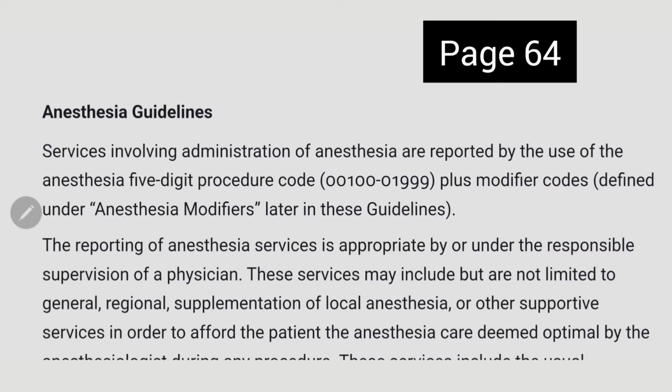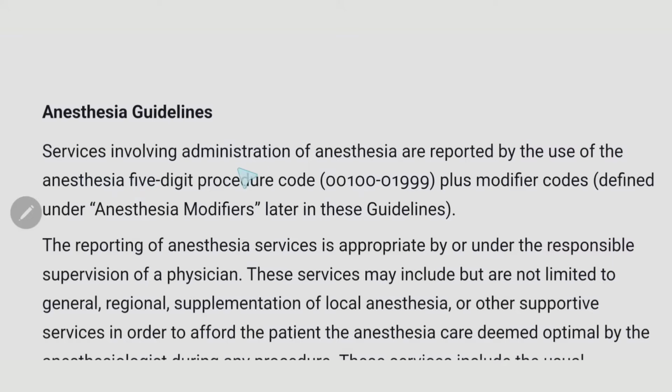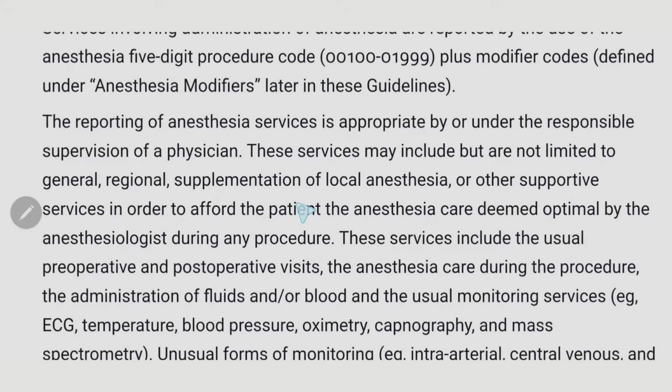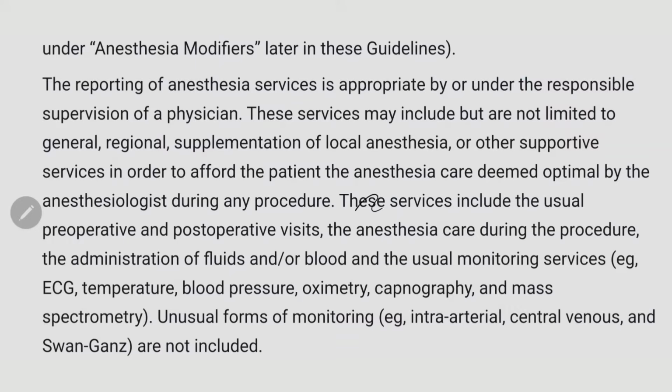Now let us study the guidelines for coding anesthesia services. In your CPT book, page number 64, you can find anesthesia guidelines. Services involving administration of anesthesia are reported by the use of anesthesia 5-digit procedure codes, that is 00100 to 01999 plus modifier codes defined under anesthesia modifiers later in these guidelines. In the second paragraph, they have mentioned inclusive and exclusive procedures. So, included procedures we should not code along with anesthesia, and excluded procedures we have to code along with anesthesia if performed.